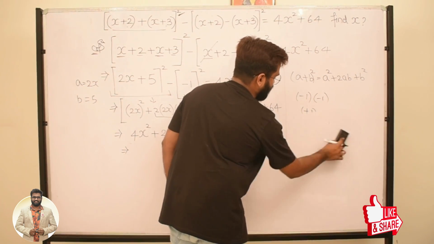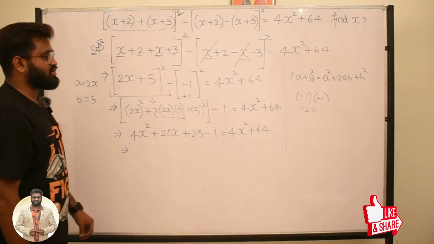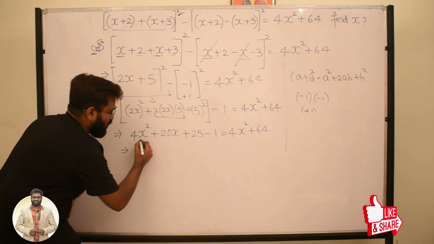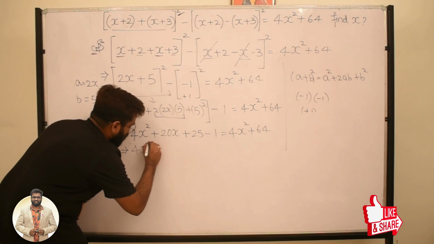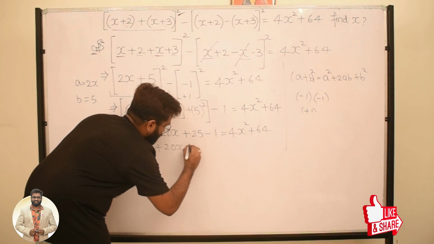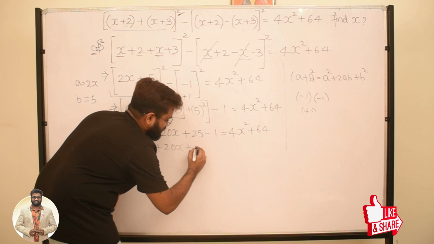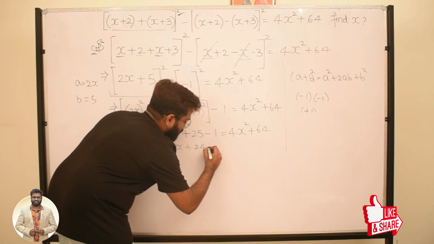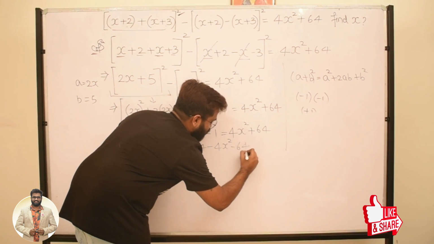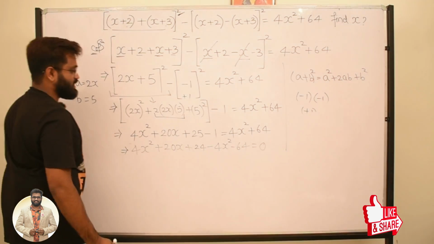If you want to know the basic equations, basic explanation, comment on the video. I will be explaining here. So I will bring all my right hand side terms towards my left hand side: 20x + what is 25 minus 1? 24, minus 4x² minus 64, is equal to 0.